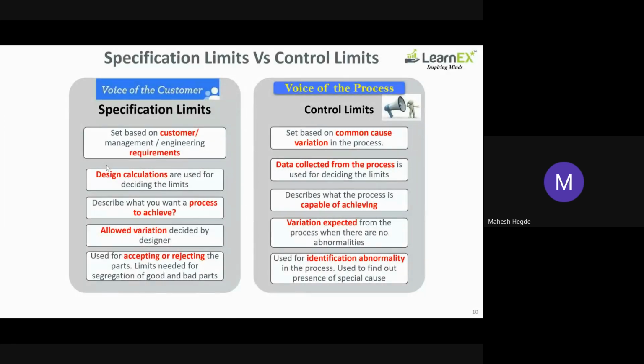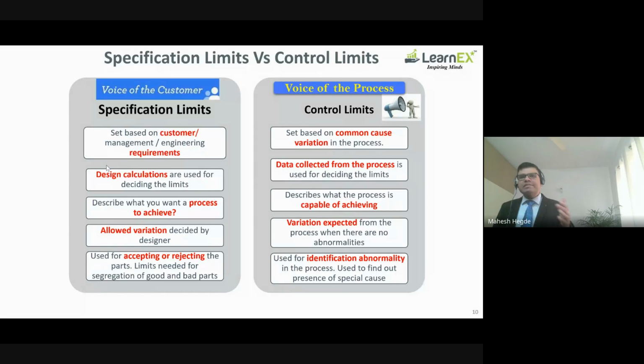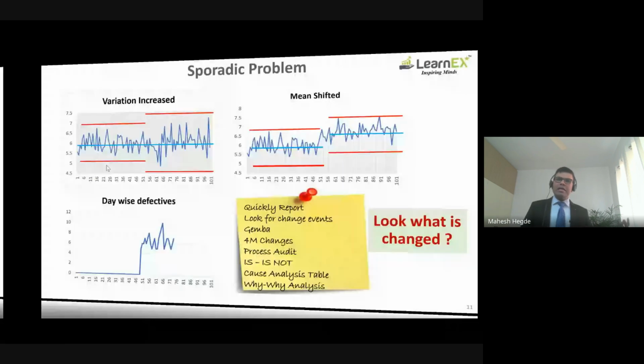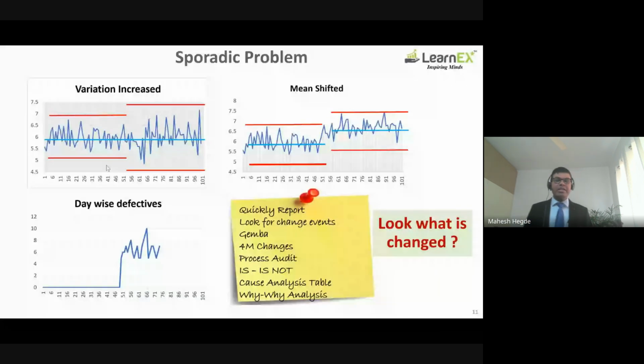Specification limit is by design, based on what is good and bad, and control limit is based on the voice of the process. This much variation is bound to come. If it goes beyond the control limit, you must ask what is the change in the process. If the product goes beyond the specification limit, we reject or rework the product. So specification limit is to make decisions about the product. Control limit is to make decisions about the process. That's why control limits and specification limits are not interchangeable.